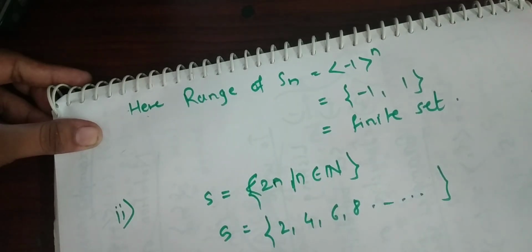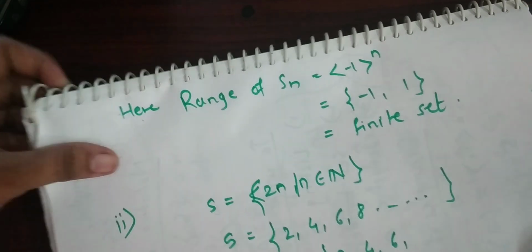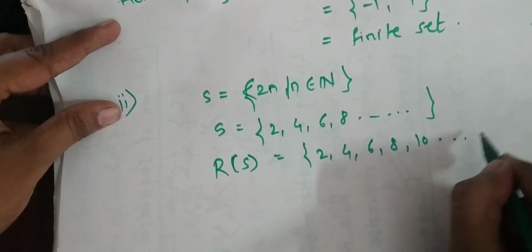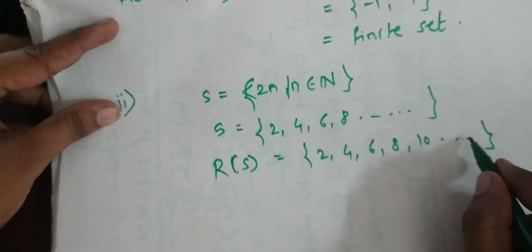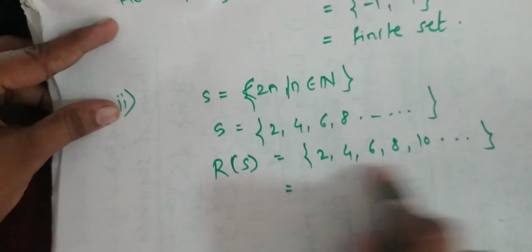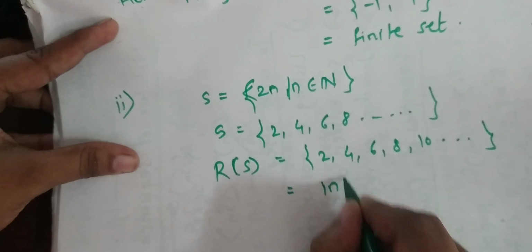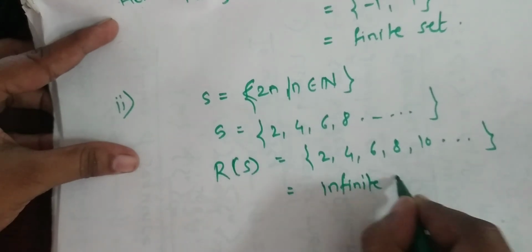Yes, so what is the range of S? The range of S is what? 2, 4, 6, 8, 10, like this. So this is an infinite set. We cannot count the elements of this range set. So you can say this is an infinite set.